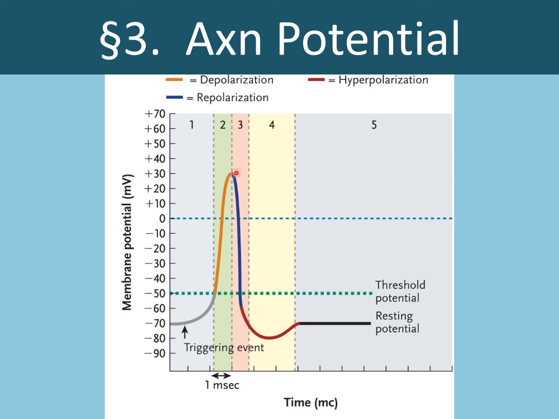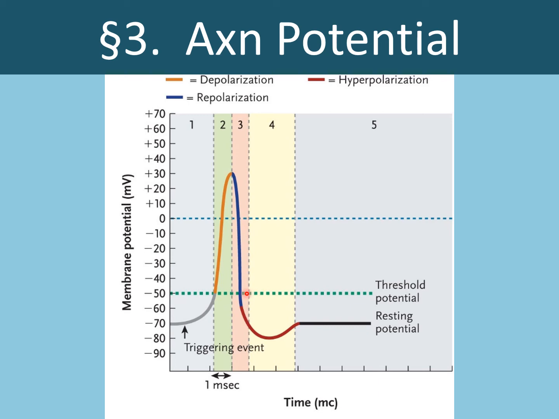At about positive 30 millivolts, those sodium channels snap shut, and voltage-gated potassium channels pop open. This allows potassium to flow out of the cell. In other words, the inside becomes less positive. So you can see that the voltage inside of the cell begins to drop in this blue line here. That's the process of repolarization.